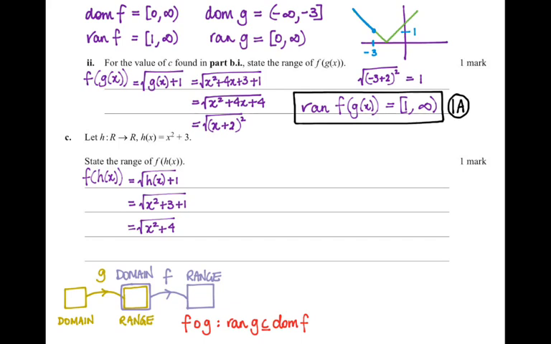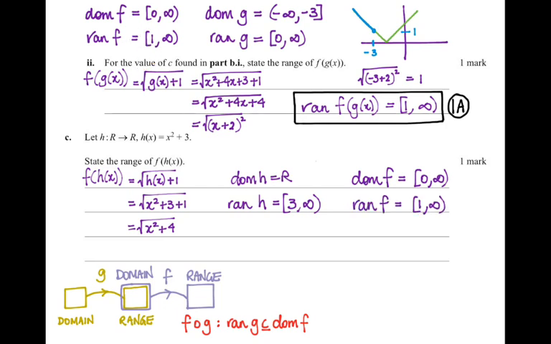So let's have a look at those domains and ranges that we have so far. We have a domain of h being the real numbers. We have the range of h. If we think about this carefully without even sketching a graph, it's the parabola plus 3, so the range is going to be 3 to infinity. We have the domain of f from before, and we also have the range of f. So we want to do the composite function, though, of f of h of x, and there's a couple of ways of doing it. If we have a domain of f being from 0 to infinity, if we put 0 in there, we get the square root of 4. So the number is 2.